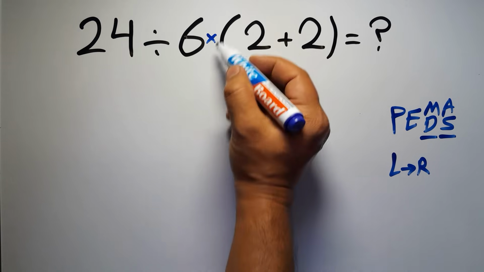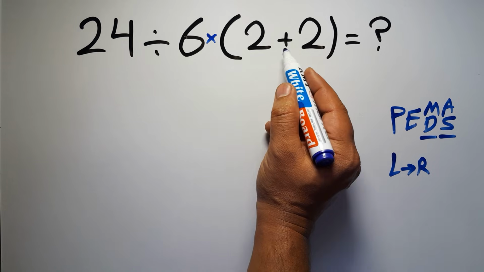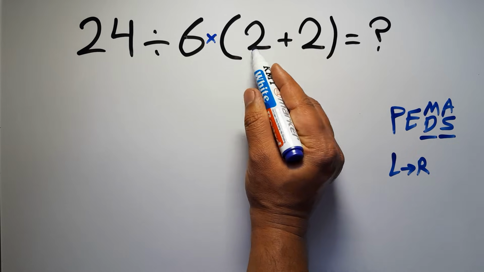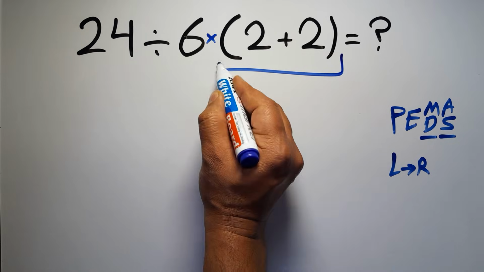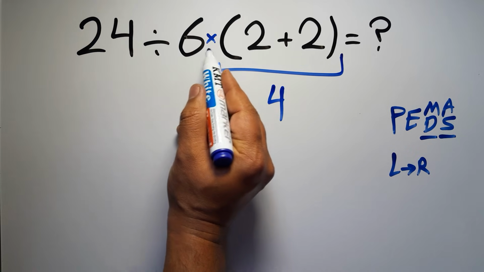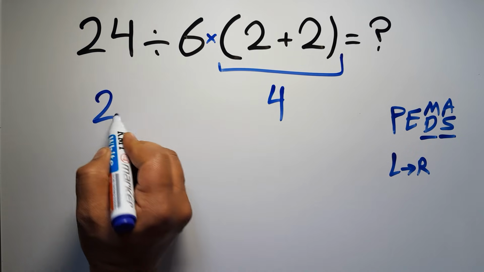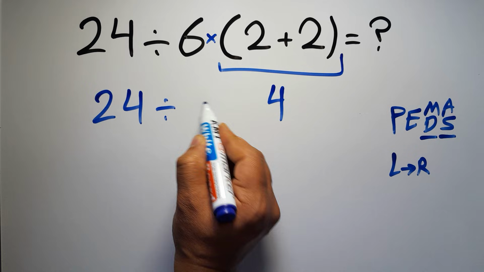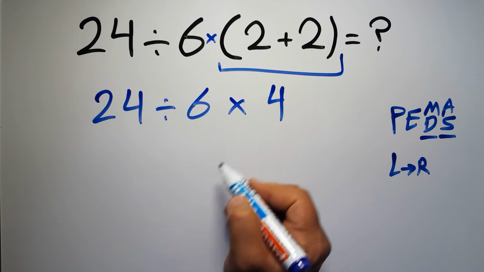So first we have to do this parenthesis. Inside this parenthesis we have one addition. 2 plus 2 gives us 4. So 24 divided by 6 times 4. 24 divided by 6, then times 4.